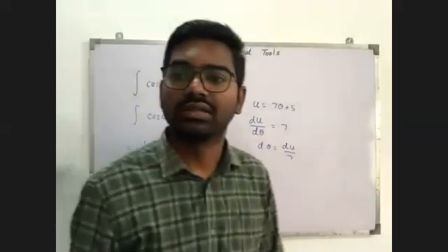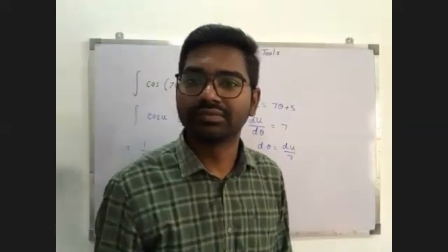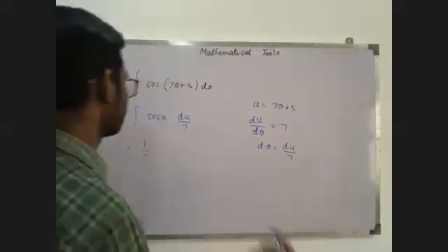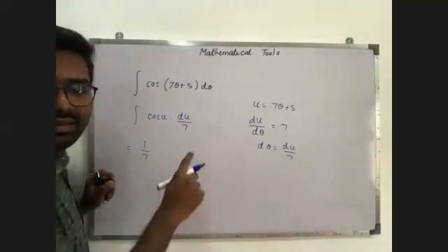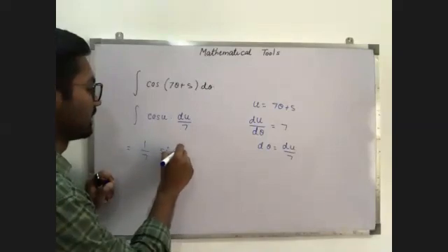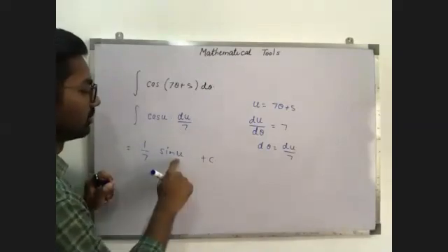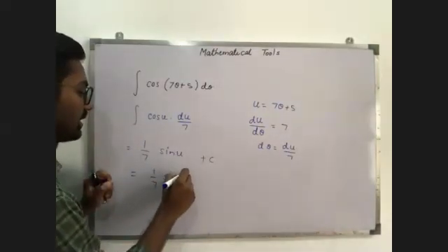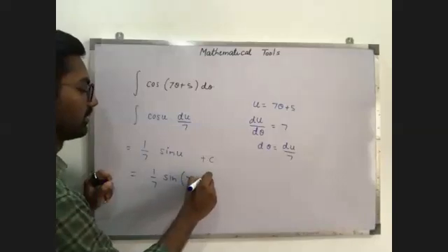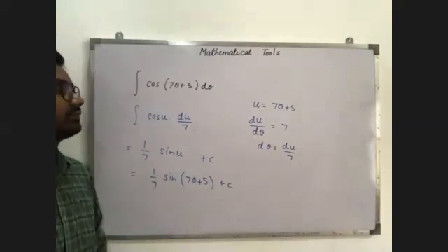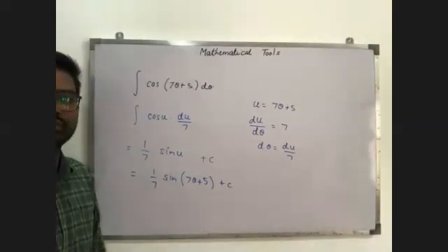Can anyone tell me what is the integration of cos theta? That is sine u. Guys, listen here. The integration of cos u du is sine u, so sine u plus c. Now u is nothing but 7 theta plus 5. So 1 by 7 sine(7 theta plus 5) plus c. This is going to be the integration. Is it clear to everyone?